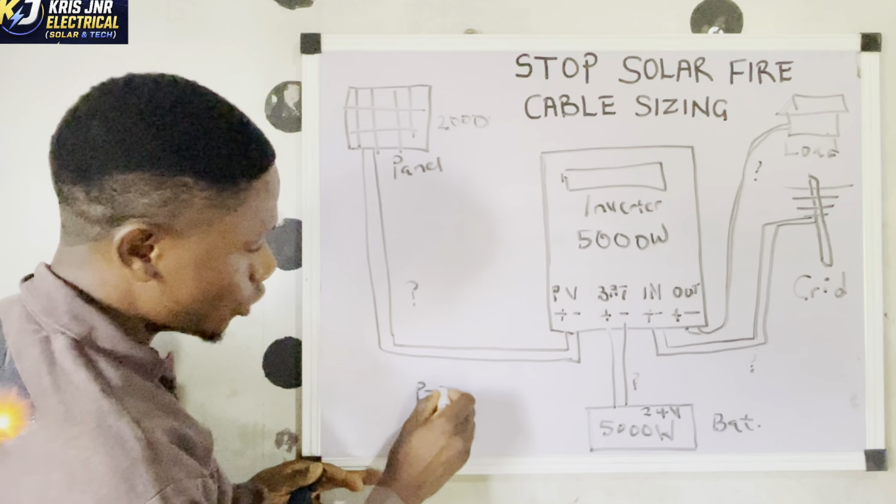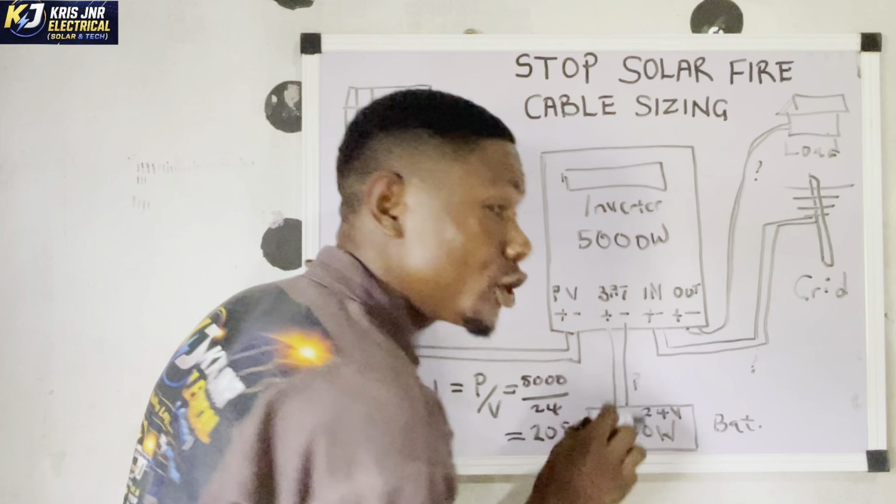The power here is 5,000 watts. Power is measured in watts, which is 5,000. The voltage is 24 volts, okay? This inverter is a 24 volt system, so the voltage that is flowing to the inverter is 24 volts. So let us see the current now, which is 5,000 divided by 24, is 208 amps. Current is measured in amps. So the current that is flowing from this battery to the inverter is 208 amps.